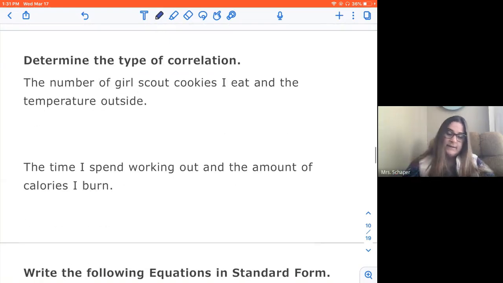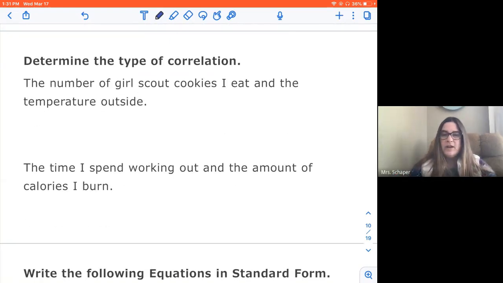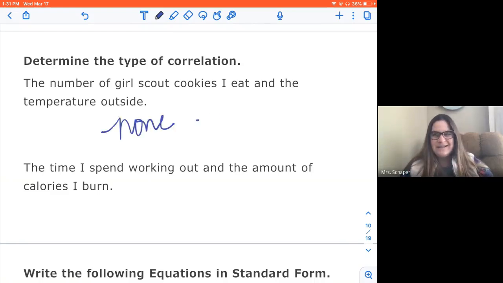All right. Type of correlation, the number of Girl Scout cookies I eat and the temperature outside. There's no connection, right? There's no connections at all. There's none. The temp outside and Girl Scout cookies? Nah.